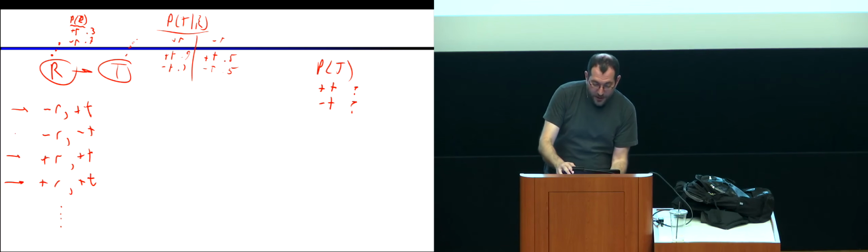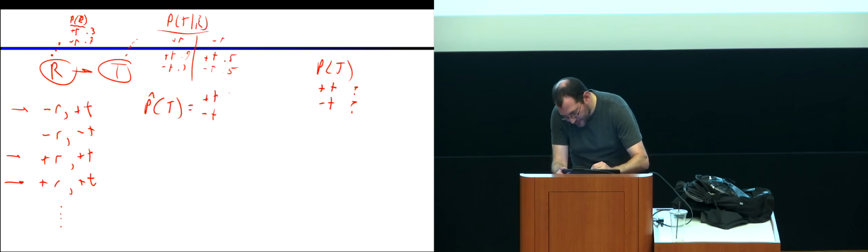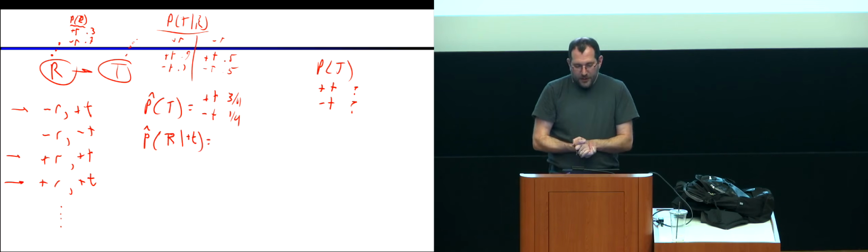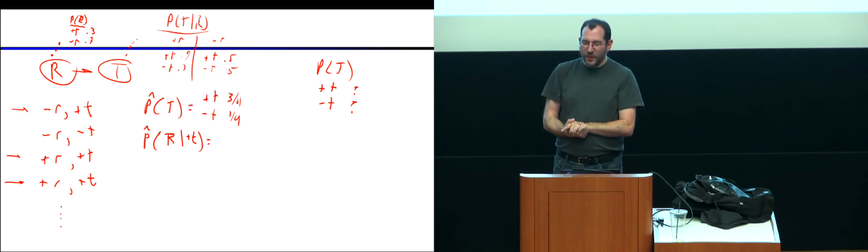So, to do rejection sampling, I just answered the distribution over T using prior sampling, and I got plus T, minus T: 3/4, 1/4. Okay, that was with prior sampling. Now I'm going to use rejection sampling to answer the distribution over, what did I say it was going to be? R given plus T. All right. I've got 3 samples that are relevant because 1 was rejected. That's not bad. I only rejected 1. That's because my evidence is plus T, which is pretty common in the samples, and it's pretty common in the samples because it's pretty common in the underlying model.